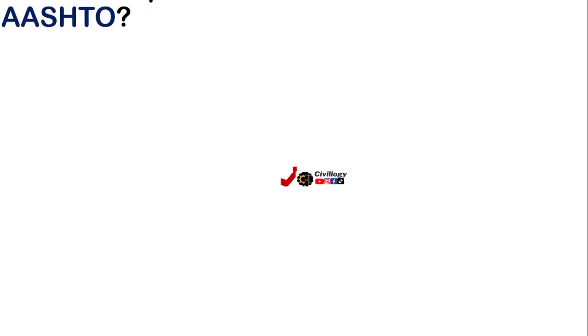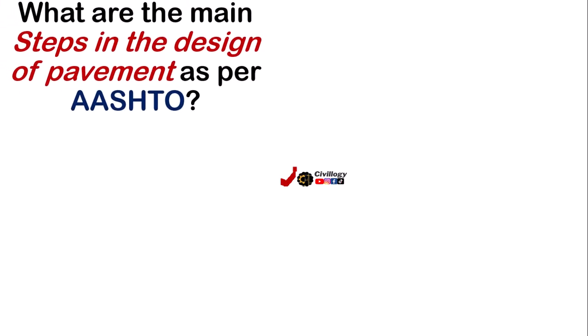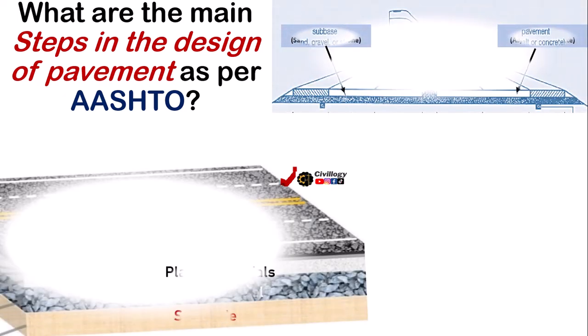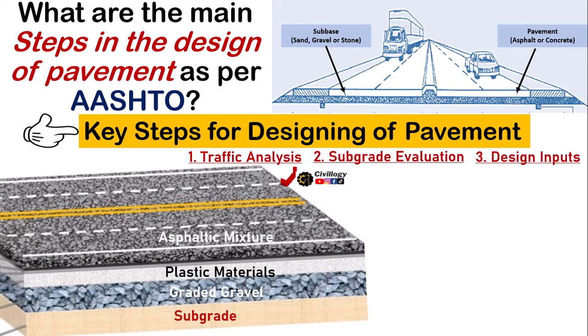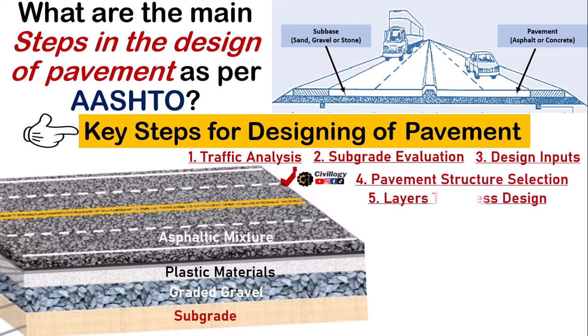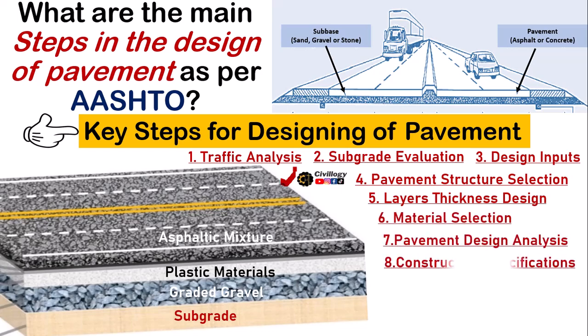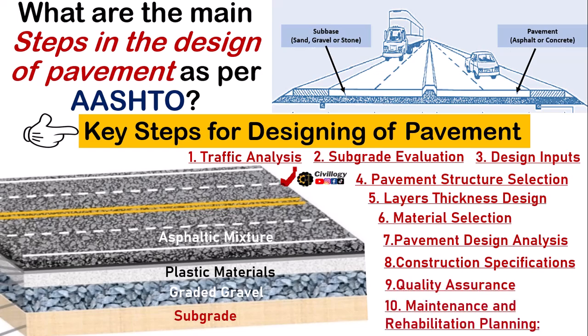Today in this video we are going to answer this important question: what are the main steps in the design of pavement as per AASHTO? We will discuss the 10 key steps for designing of pavement, which involves traffic analysis, subgrade evaluation, design inputs, pavement structure selection, layers thickness design, material selection, pavement design analysis, construction specifications, quality assurance, and the last step involved in the designing of pavement as per AASHTO is maintenance and rehabilitation planning.